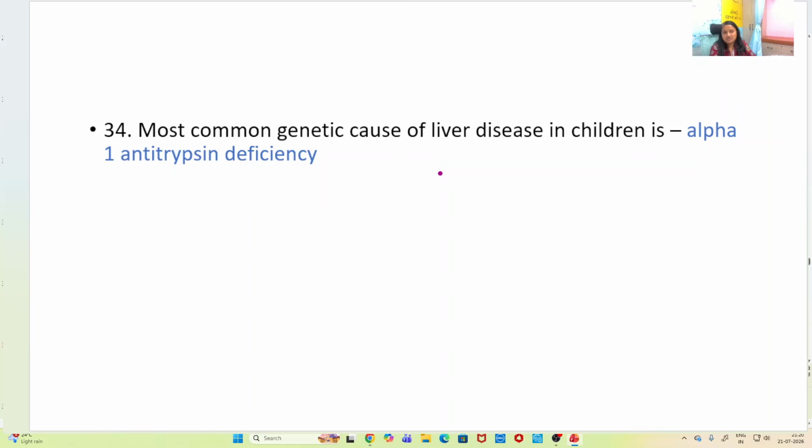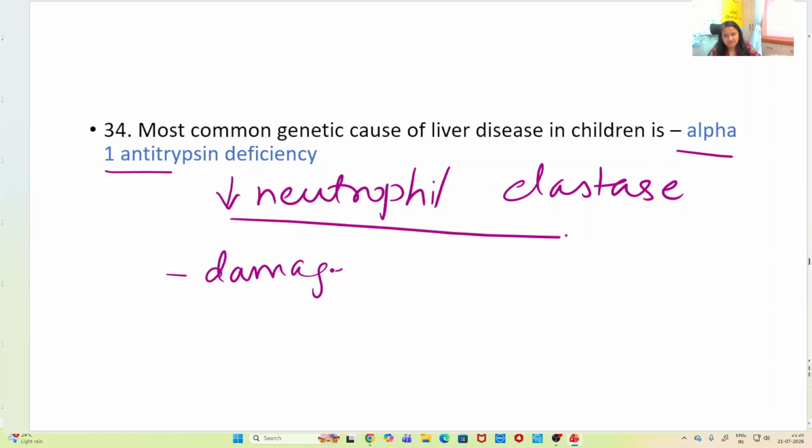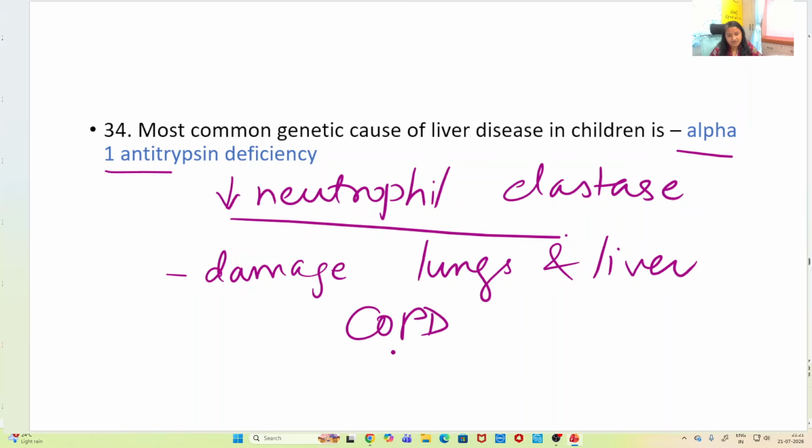Then the most common genetic cause of liver disease in children is alpha 1 antitrypsin deficiency. This enzyme is usually responsible for inhibiting neutrophil elastase. Okay, neutrophil elastase, this is what it usually does. But when this enzyme is deficient, it can cause uncontrolled activity of neutrophil elastase, and it can damage healthy lungs and liver. That can cause COPD and cirrhosis. Okay, so this is the commonest genetic cause of liver disease in children.